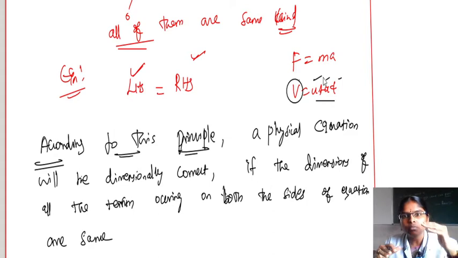If it is M, L, T, all the powers are 1, then both the sides should have the same dimensions. So that is the concept. This is known as the principle of homogeneity of dimension. So we are going to base on this to check whether the equation is dimensionally correct or not. There are no derivations here, just the principle. So now we will see one example.